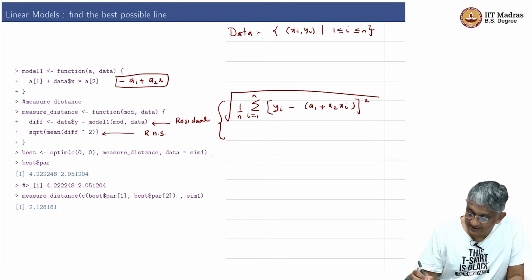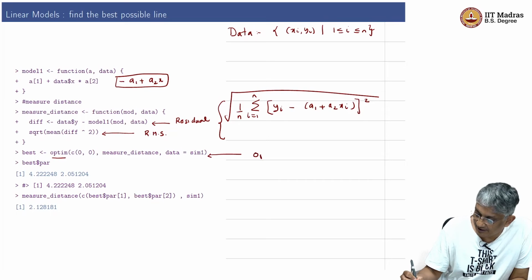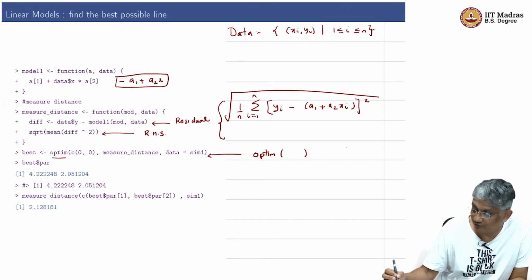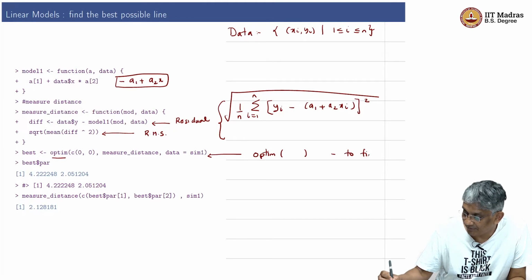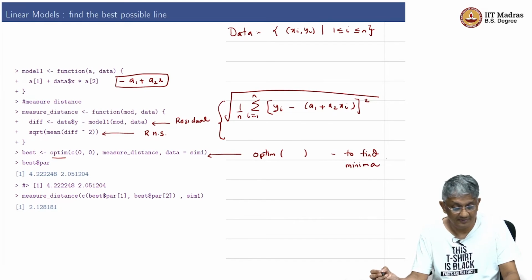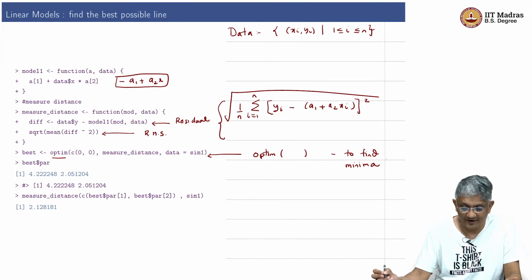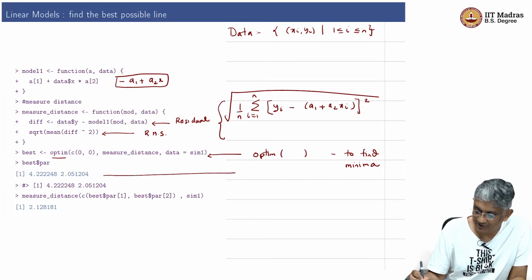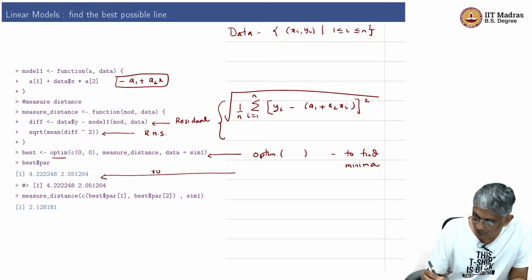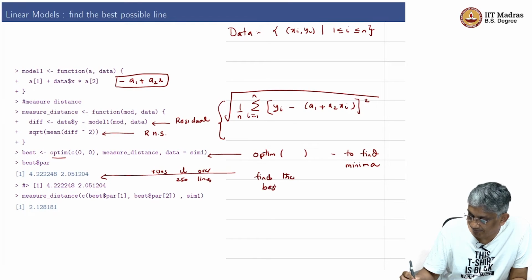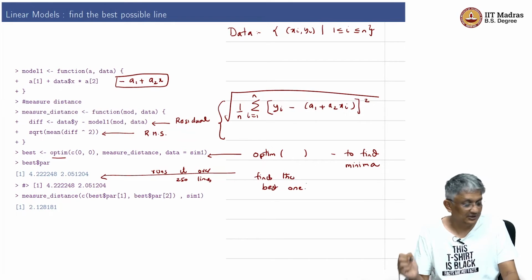And then what am I doing here? I'm using the optim function in R. The optim function is very useful. It is used to find the minima, or the best possible. So it minimizes this over all possible a1, a2. It runs over all the 250 lines that I have and finds the best one. Cool, right?